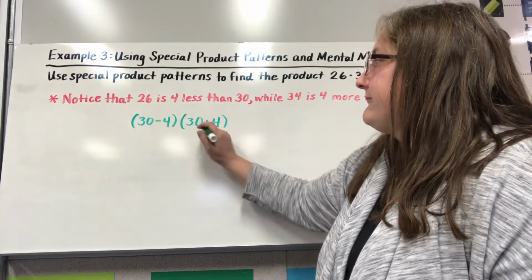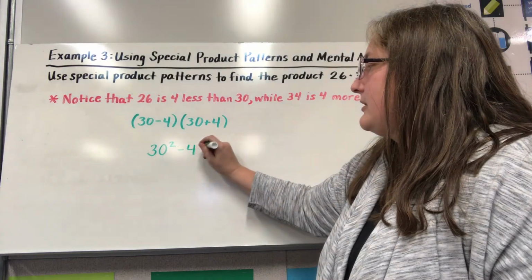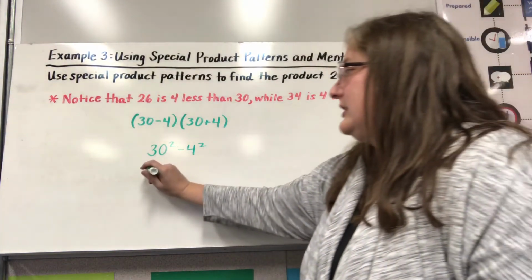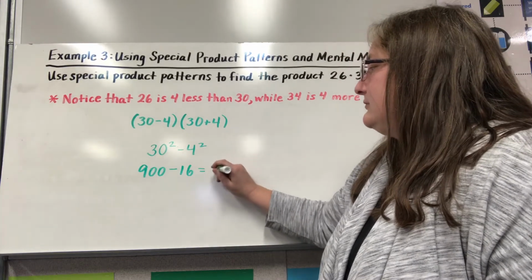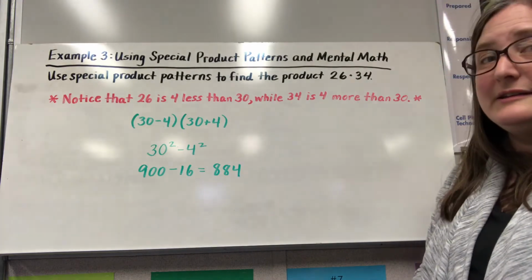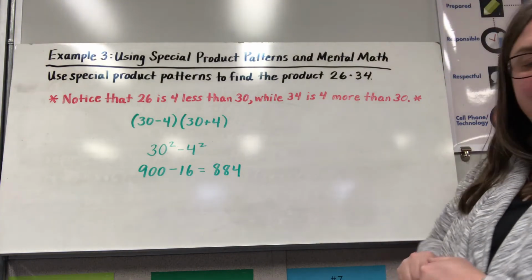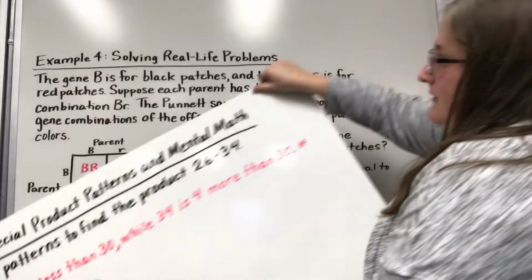So basically here, I have a sum and a difference pattern. So it's going to be my first term squared minus my second term squared. So 30 squared is going to give us 900. 4 squared is 16. So when I subtract, I get 884. So the product of 26 and 34 is 884.